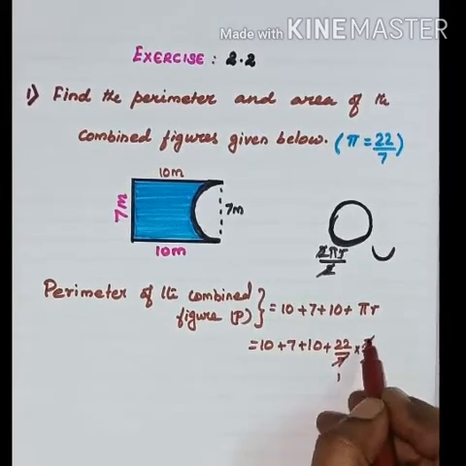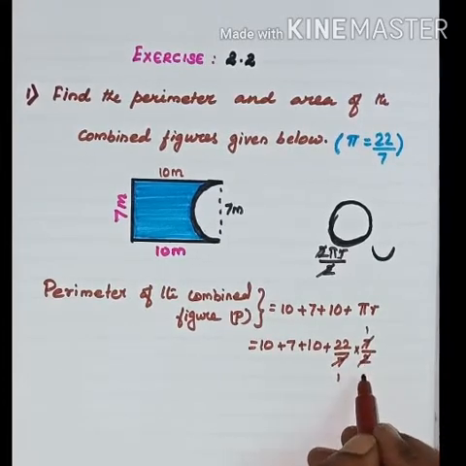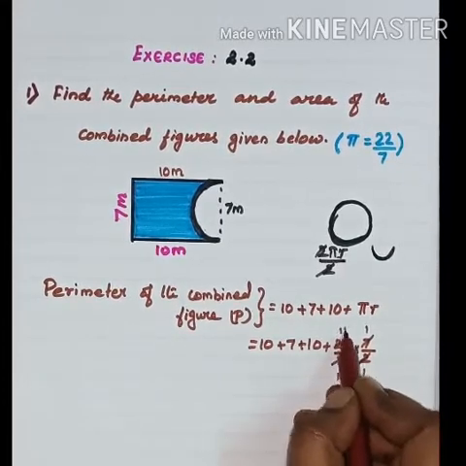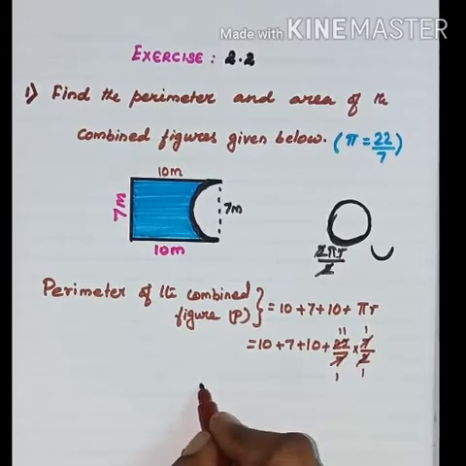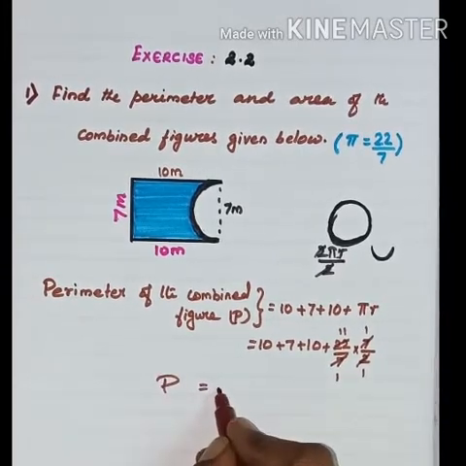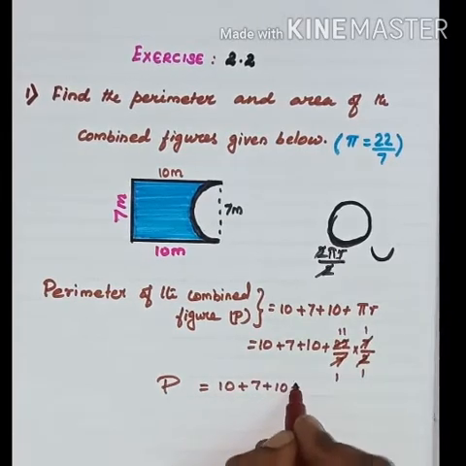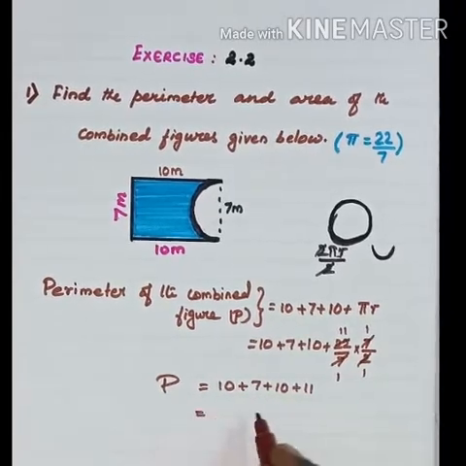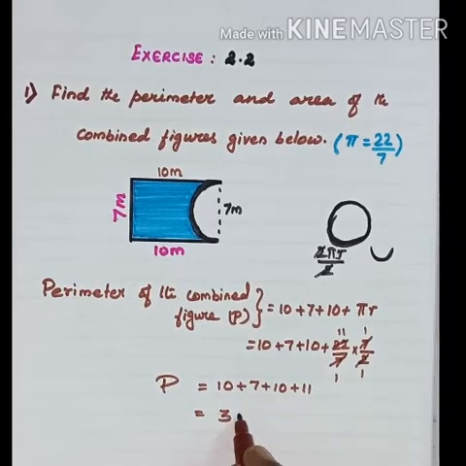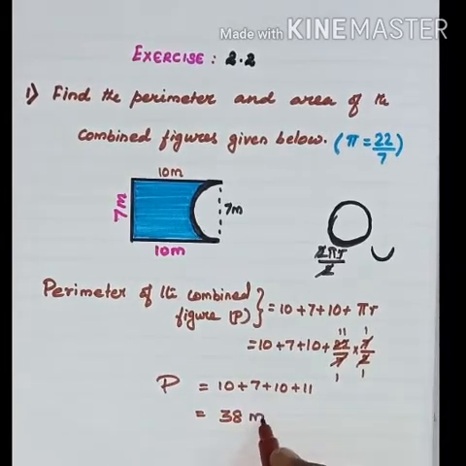1 sevens are 7, 1 sevens are 7. 1 twos are 2, 11 twos are 22. Now, the perimeter of the combined shape is 10 plus 7 plus 10 plus 11. That is equal to 38 meter.